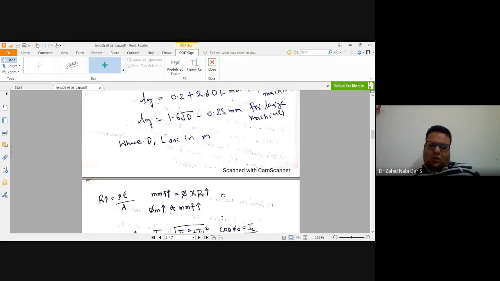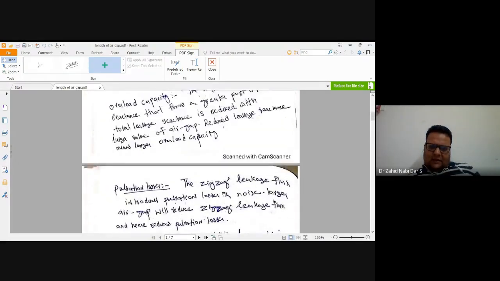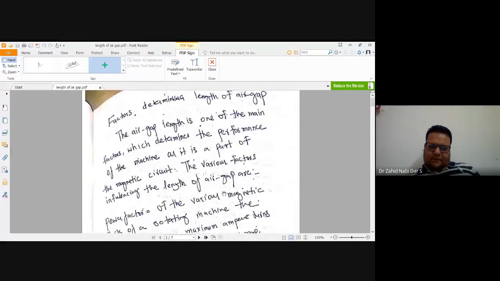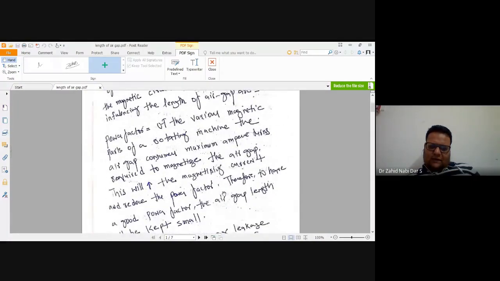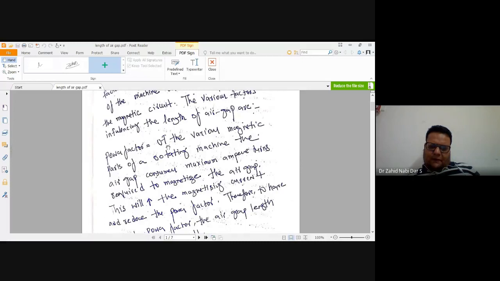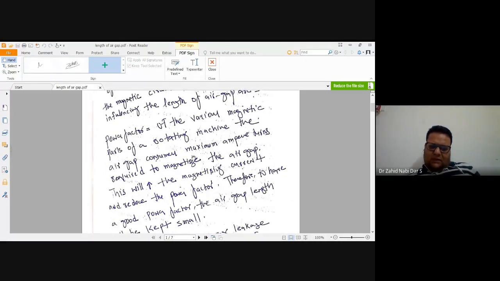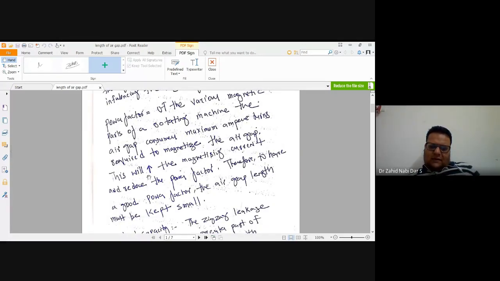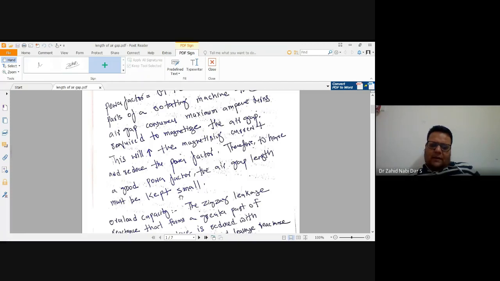But this is not the only condition. So number one thing we understood is that, for power factor of the various magnetic parts of a rotating machine, the air gap consumes maximum ampere turns required to magnetize the air gap. So this increases the magnetizing current and reduces the power factor. So in order to have a good power factor, the air gap length must be kept small. It should always be small, it should not be larger.